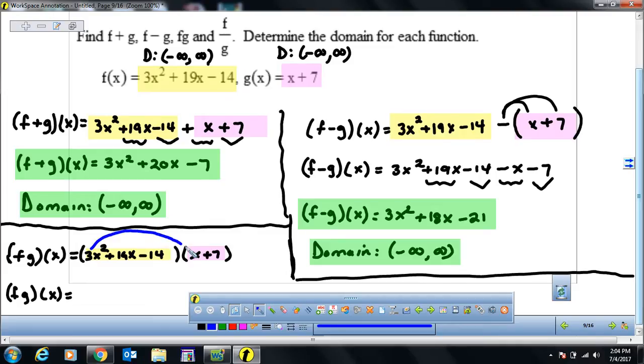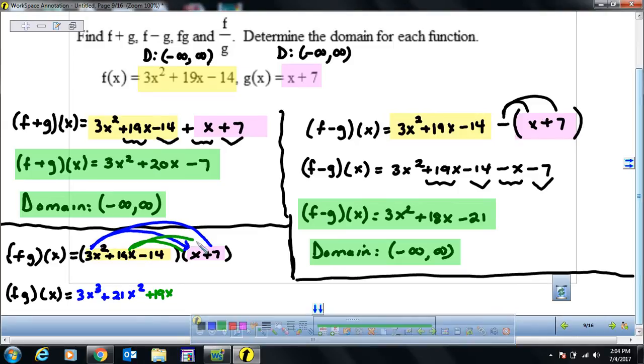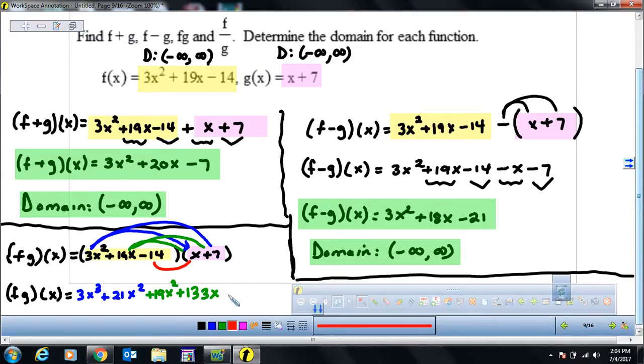We have 3x squared times x is 3x to the third power. 3x squared times 7 is going to be positive 21x squared. Then 19x times x is going to be 19x squared. I forgot the square there. Then 19x times 7, so it would be 70 and 63, which is 133, so plus 133x. And then the last one, we're going to multiply negative 14 times x, which is minus 14x. And negative 14 times 7 is negative 98.